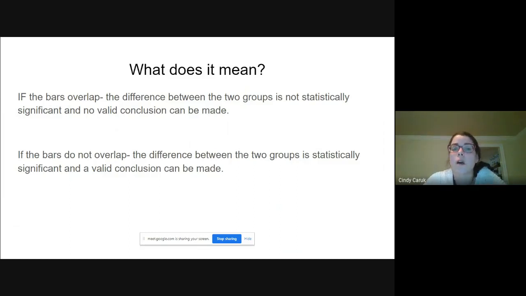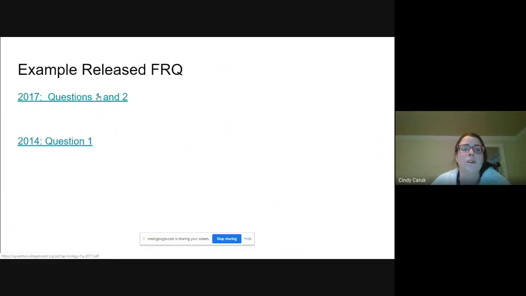However, if they do not overlap, you say that they are statistically significant within a 95% confidence. Okay, and therefore you can make your conclusion and it is valid. You should always state your conclusion. So how can I see this on the AP exam? Well, they show up quite a bit.